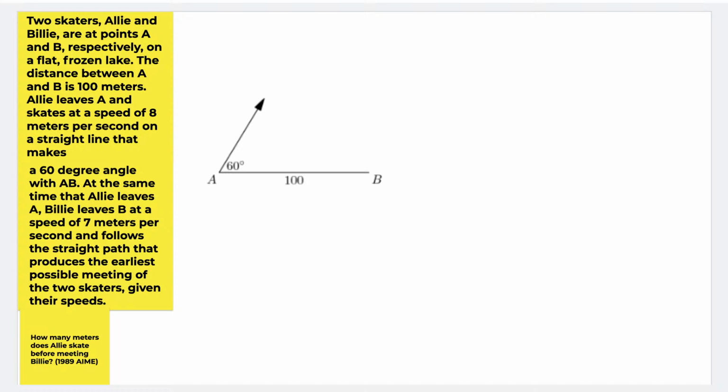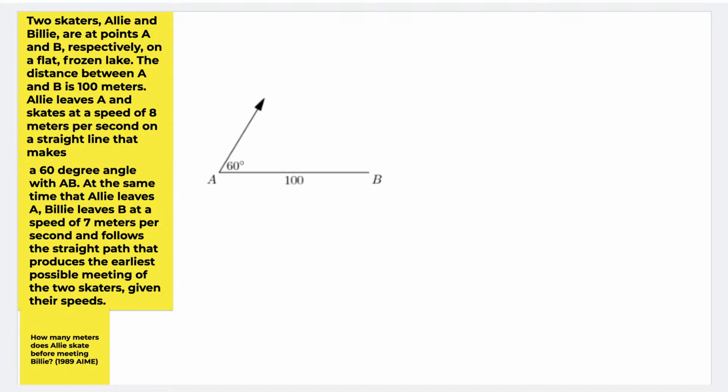Okay, now let's look at the solution. Two skaters, Ali and Billy, are at points A and B respectively. The distance between A and B is 100 meters. Ali leaves A and skates at a speed of 8 meters per second on a straight line that makes a 60-degree angle with B. Whenever I see 60, I think maybe an equilateral triangle or maybe a 30-60-90 triangle. Maybe that's not the case, but we'll see.